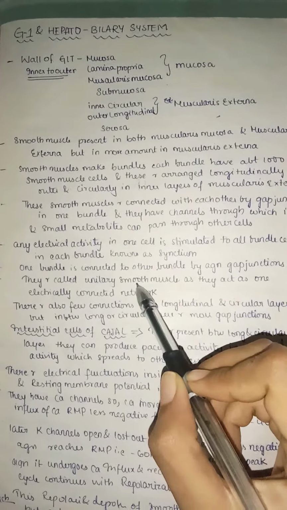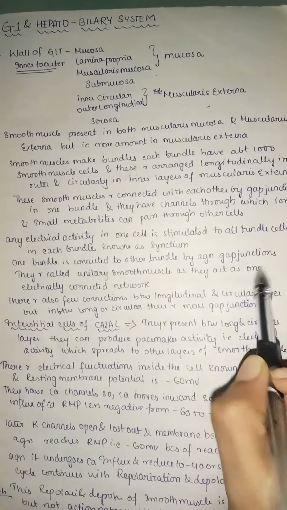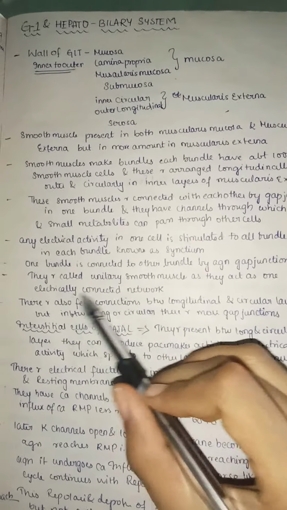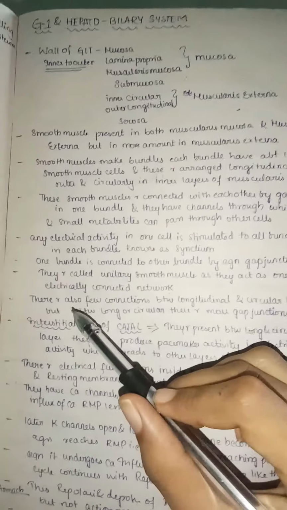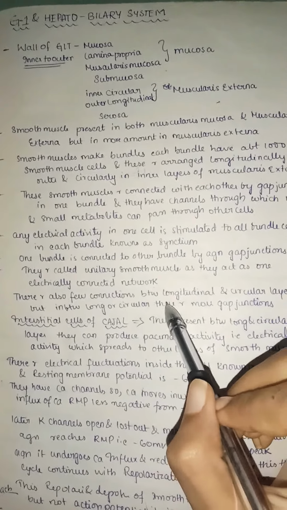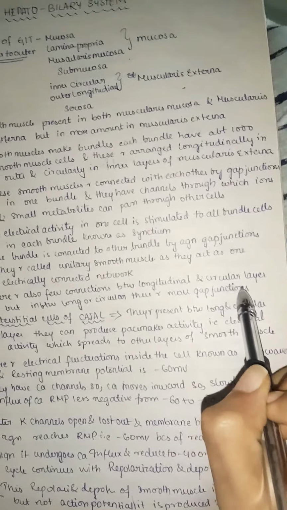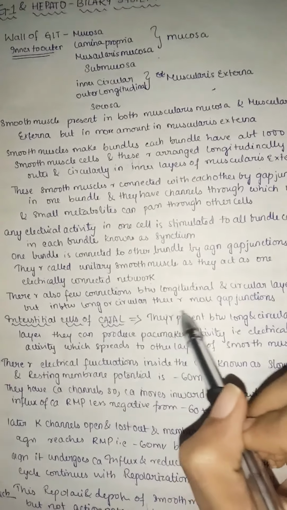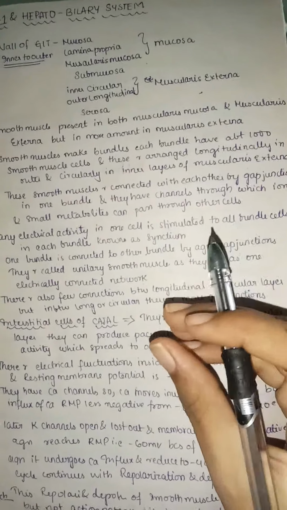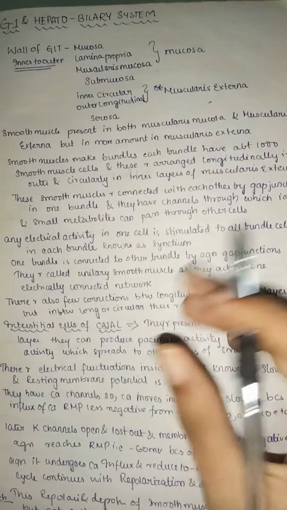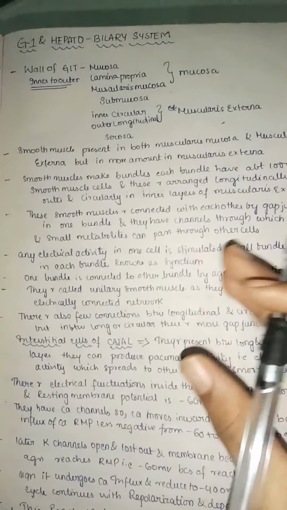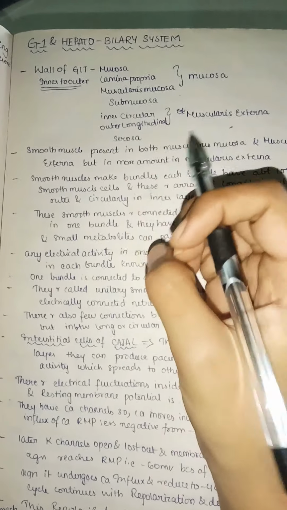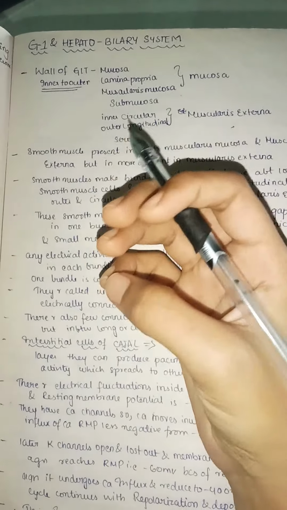One bundle is connected to the other bundle again by gap junctions. So they are called unitary smooth muscle, as they act as one electrically connected network. There are also a few connections between the longitudinal and circular layers, but within the longitudinal or circular layer there are more gap junctions. So in the smooth muscles of the GI system, always remember they are acting as a unitary system because of many gap junctions between them.